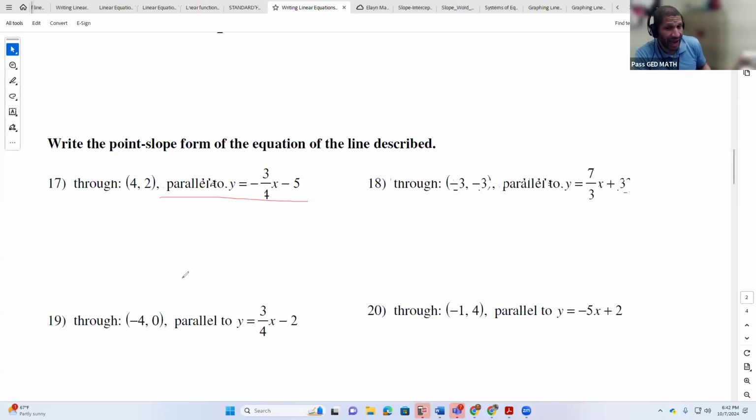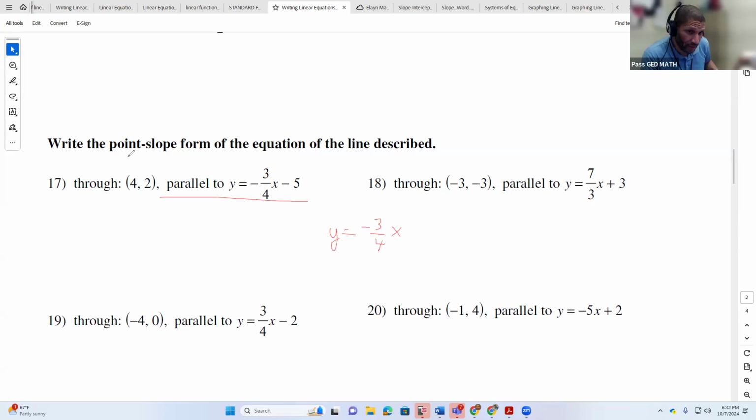Because we know that, if I need to find the equation of a line that's parallel to this equation, I already know it's going to start with y equal -3/4 x, because parallel lines have the same slope. So all I need to do is find the y-intercept. Hold on, Mr. Tinsley, isn't that what we just did? Yes. We just did it.